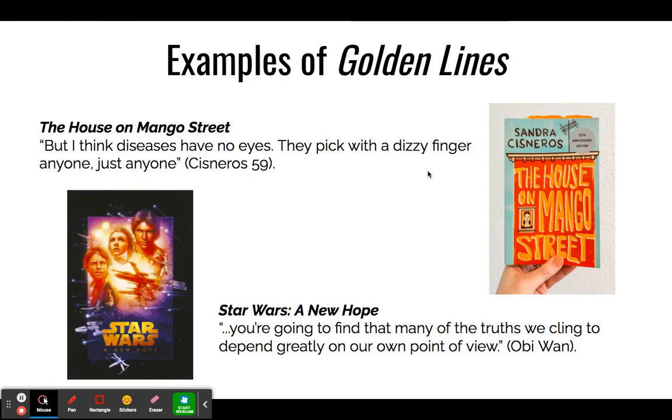The House on Mango Street: "But I think diseases have no eyes. They pick with a dizzy finger. Anyone, just anyone." If you're a Star Wars fan, you're going to find that "many of the truths we cling to depend greatly on our own point of view." Obi-Wan. So they're very memorable, quotable things that we say frequently. But again, it's kind of subjective to your perspective and point of view as an individual.